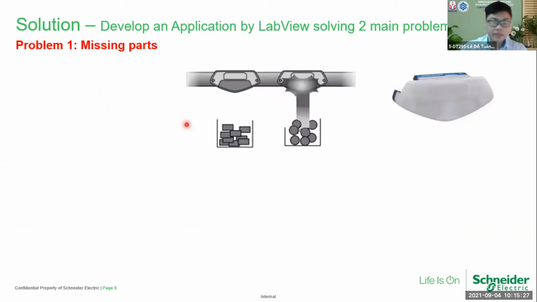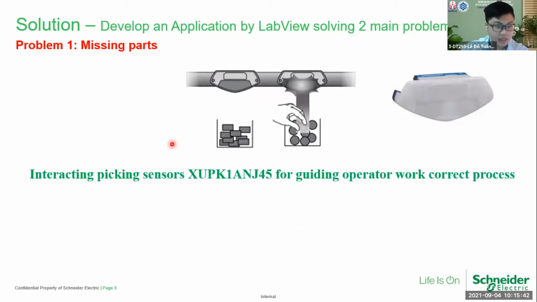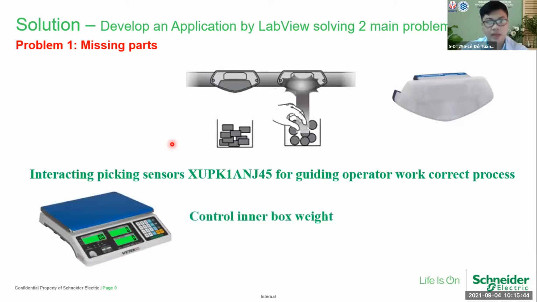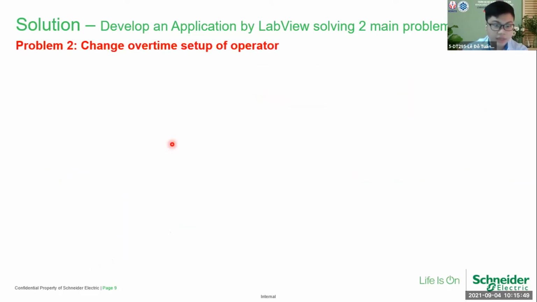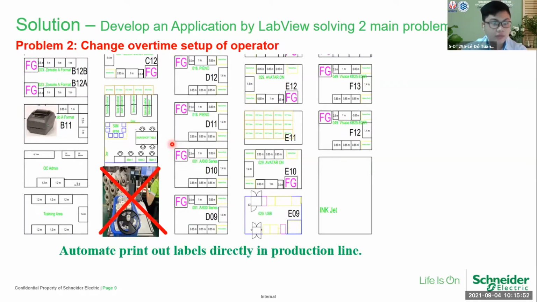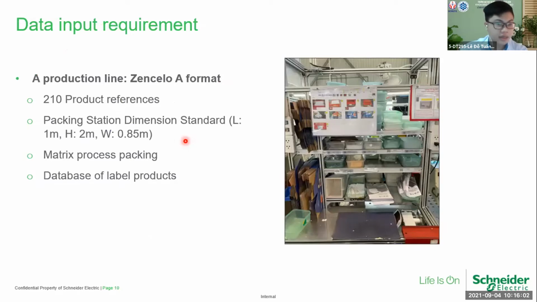That's why my team's solution was to develop packing software based on the LabVIEW platform to solve the company's two current problems. The first problem is missing parts. On the advice of engineers in the factory, my team used a packing sensor to guide the worker to the right process, and used the GOC scale to control the weight and quality of the products inside the box. The second problem is the changeover time setup. We will use the Zebra ZK420T printer to automatically bring the label to the line, thereby reducing the time spent moving to the printing station to get the label.